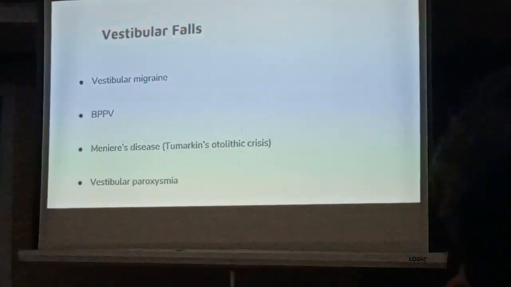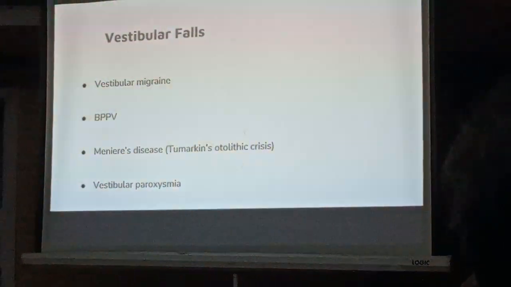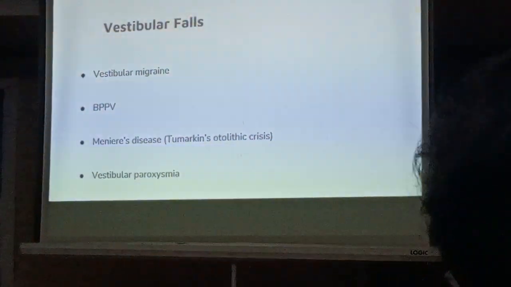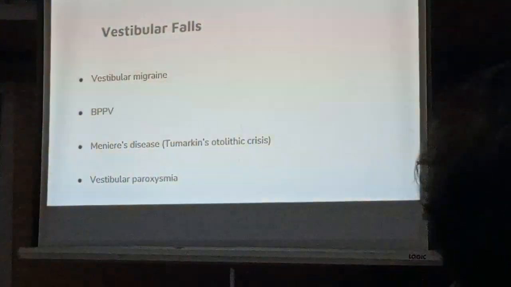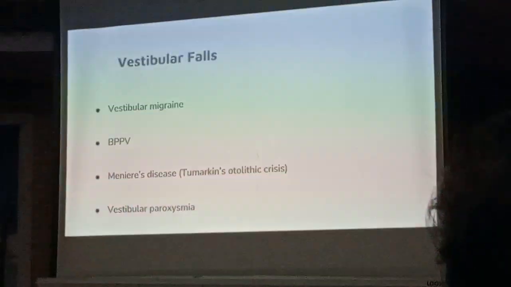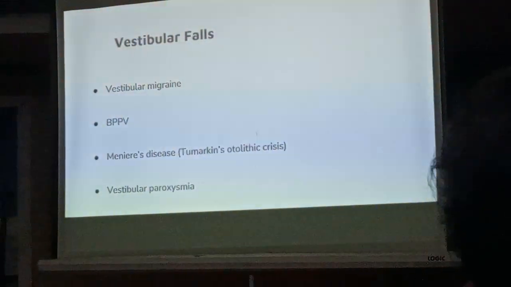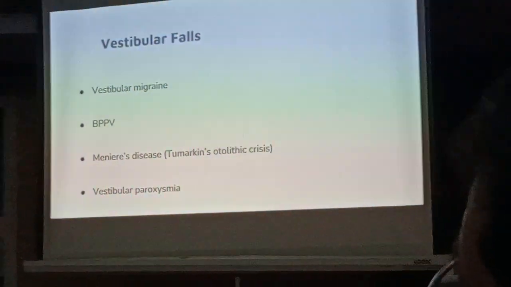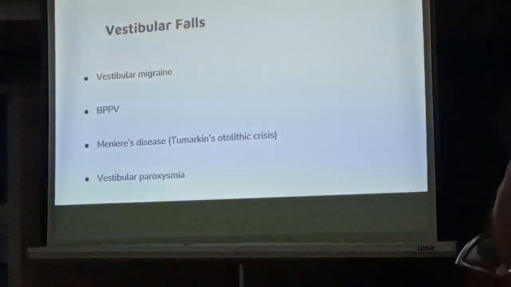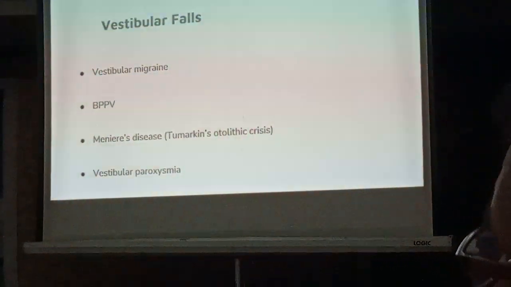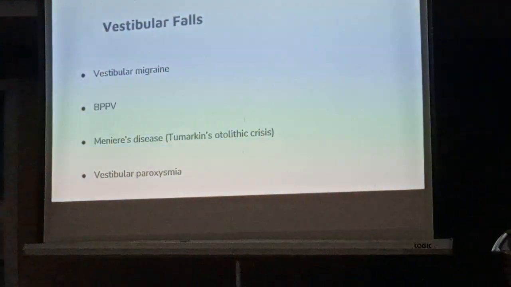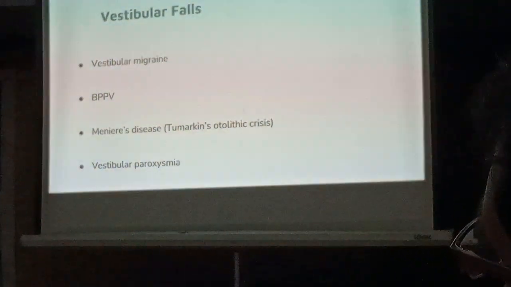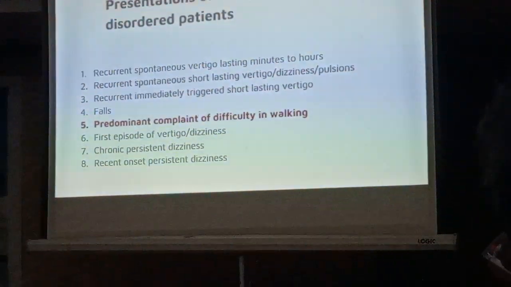And vestibular falls, you have 4 diagnoses. 4 vestibular diagnoses can cause falls. So one, we know Meniere's disease, we all know Tumarkin's otolithic crisis. In late Meniere's, you will get this kind of falls. BPPV is a cause of fall, and especially in elderly age groups, now they are saying that undiagnosed BPPV is probably one of the causes for falls in elderly. So rule out BPPV. Vestibular migraine can cause falls. Vestibular paroxysmia can also cause falls. So 4 diagnoses for vestibular falls.